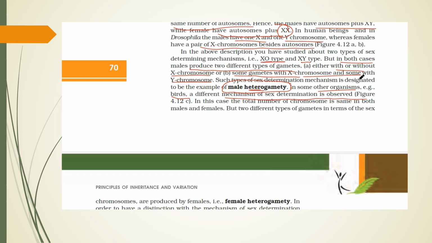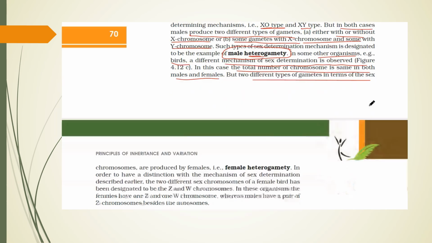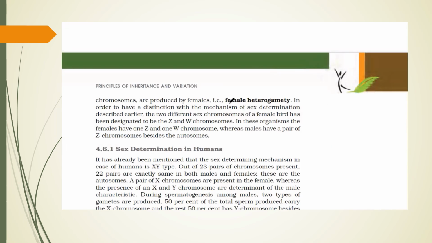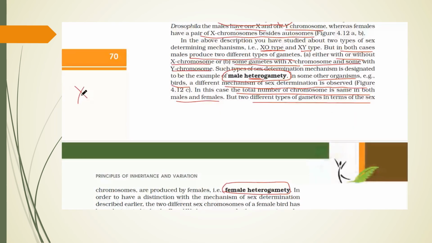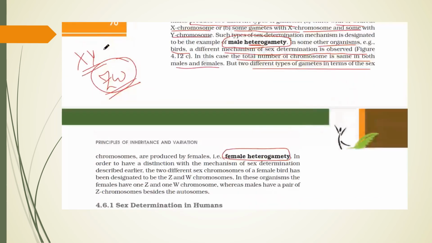We will study that in the later slides, in which the total number of chromosomes is the same in both male and female, but two different types of gametes in terms of sex chromosomes are produced in females, which is called female heterogamety. When the male is XY, that is called male heterogamety, and in birds the female is ZW. So here the female is heterogametic, so it is called female heterogamety. This is for humans and Drosophila, and this is for birds. Birds have a different type of sex determination mechanism, where the males are ZZ and females are ZW.